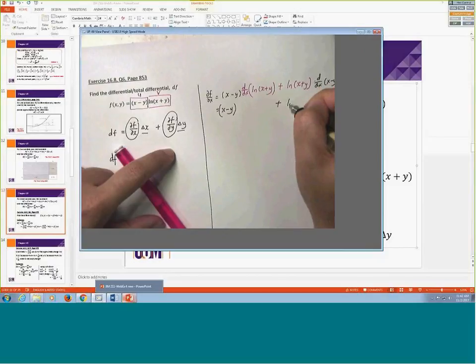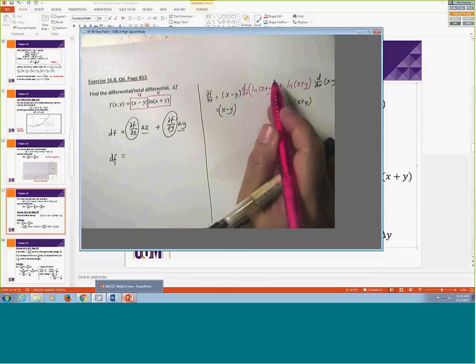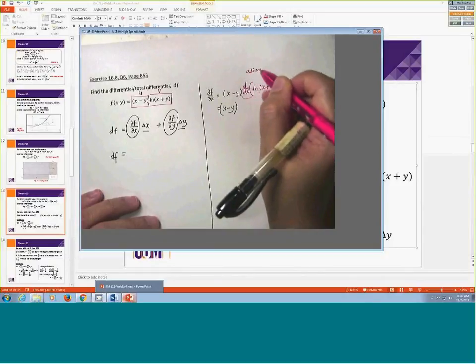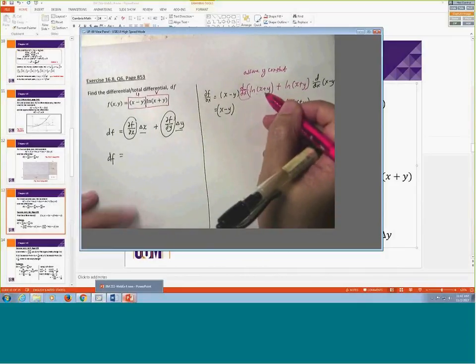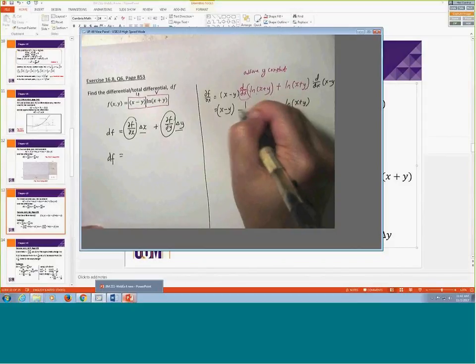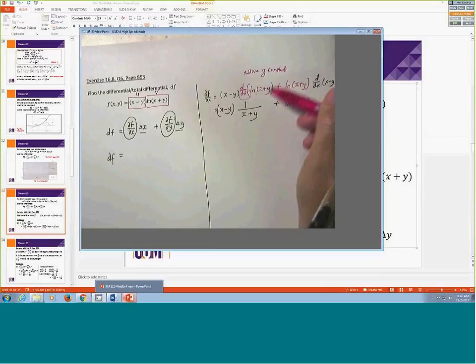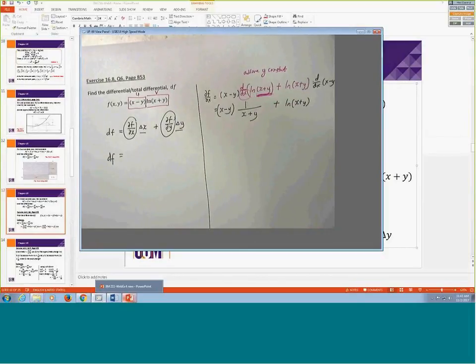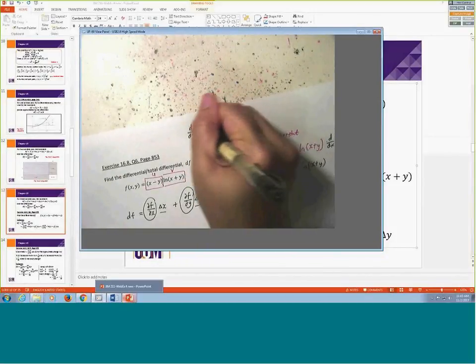Now, how to find the derivative of ln(x plus y)? When you differentiate with respect to x, assume y is constant. When we differentiate the ln function, we get 1 over x plus y. Then we find the differentiation of x plus y with respect to x, and the value is 1. So for ln(x plus y), you get 1 over x plus y.